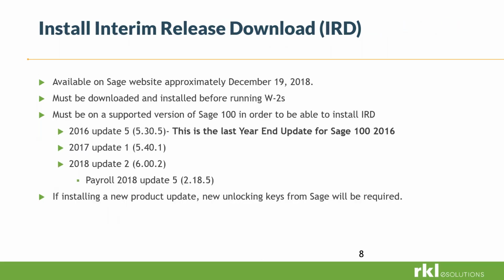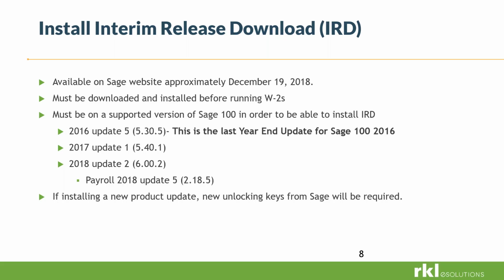So once these reports have been generated, in order to move forward, you'll now need to download and install the IRD. Once that's been published on Sage's website, it can be downloaded by anyone who has a business care plan with Sage and a current payroll plan. And it needs to be downloaded and installed before running your W-2s.